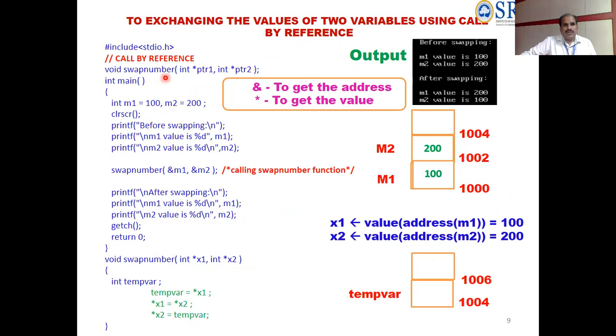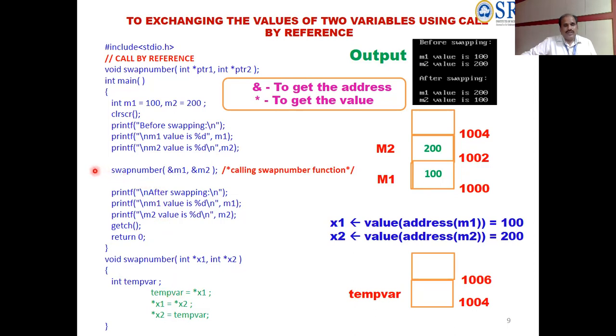This is the program to exchange the values of two variables using call by reference. Here there are two variables, integer m1 equal to 100, m2 equal to 200. The ampersand symbol indicates getting the address, the star indicates getting the value. The value of m1 is 100, m2 is 200, and the addresses are 1000 and 1002.